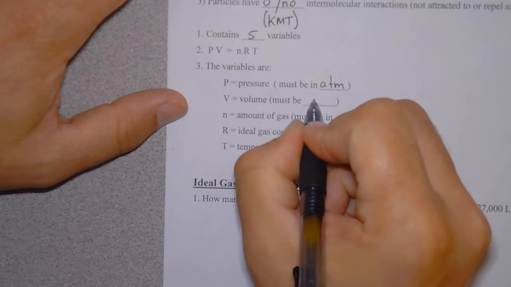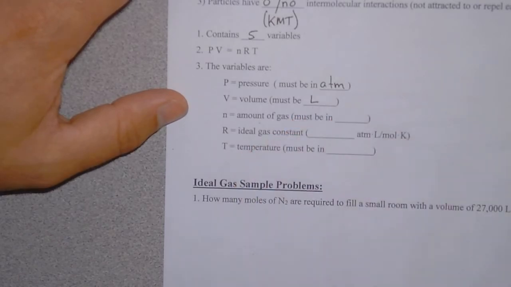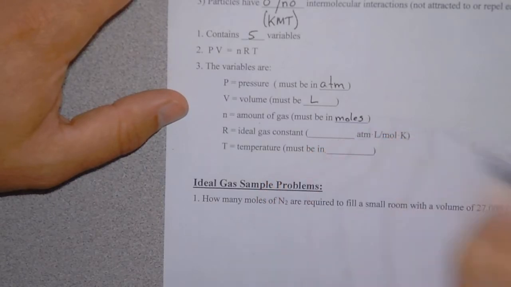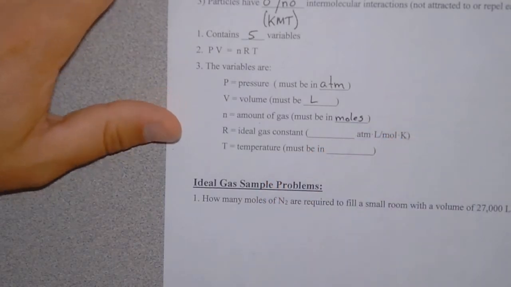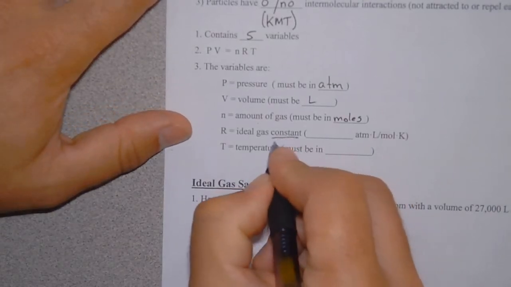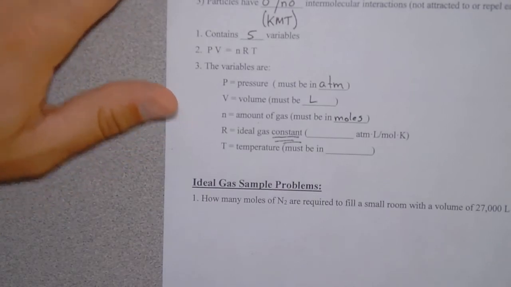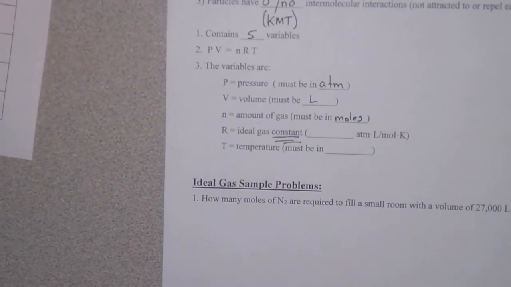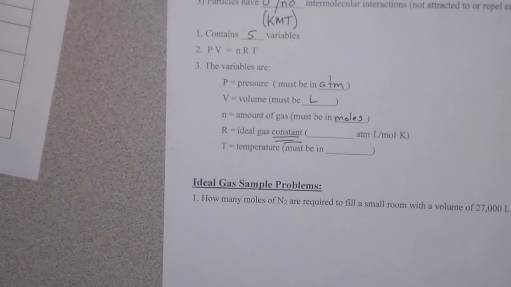Volume must be in liters. N must be in the amount of moles. R is a constant. What does a constant mean? That's the definition of a constant. It doesn't change, right? You've dealt with constants before in math, correct? And that's a good thing for you, all right?